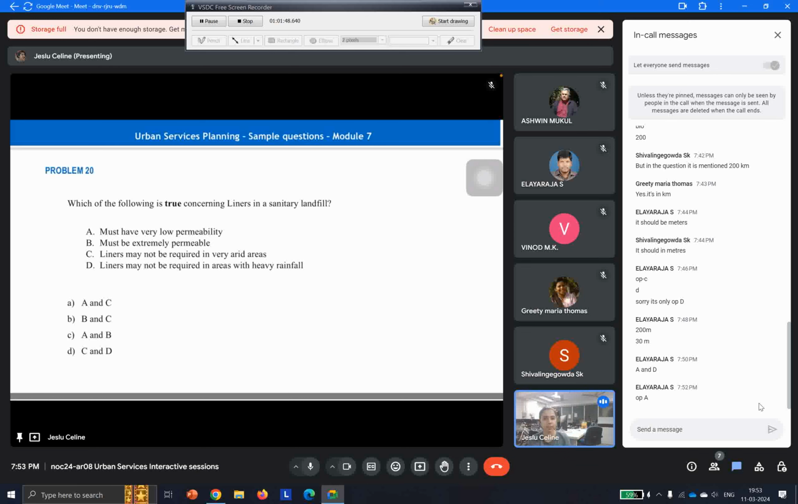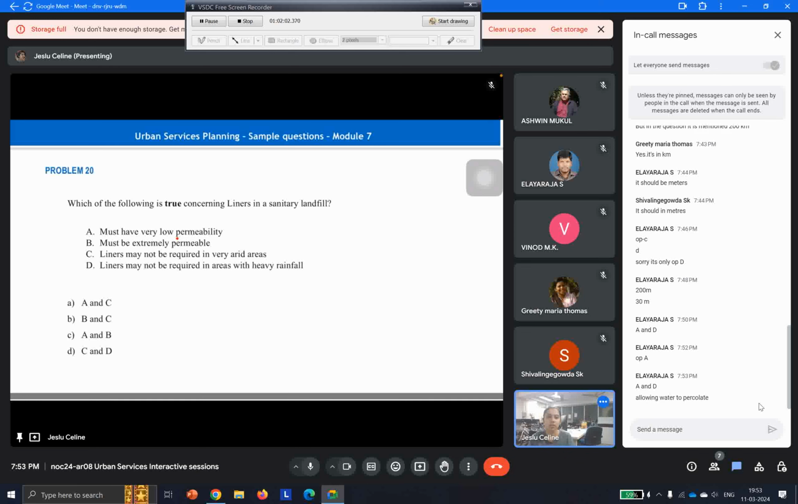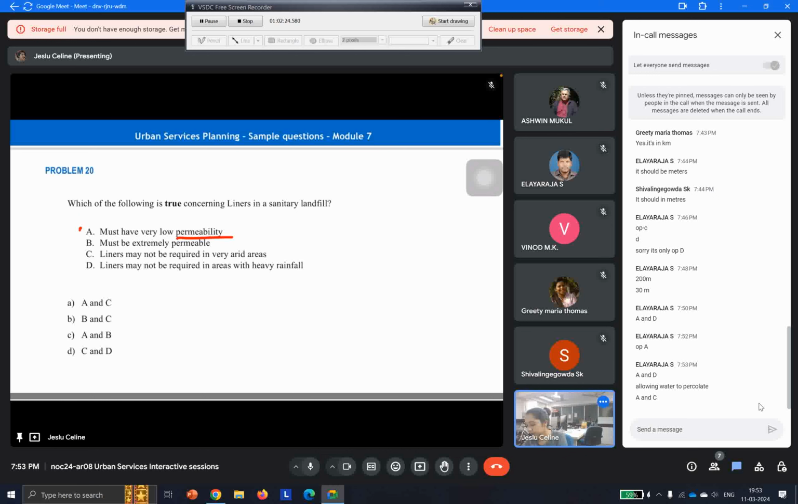First one, liners should have very low permeability. What is permeability? Permeability is the ability of a surface or a material to allow water through it, or to permeate, so something goes in. So should the landfill liner be permeable or not permeable? That will answer our A and B. First one, it should have very low permeability, because we do not want water to pass through that. So that is the correct statement. Must be extremely permeable is a wrong statement.